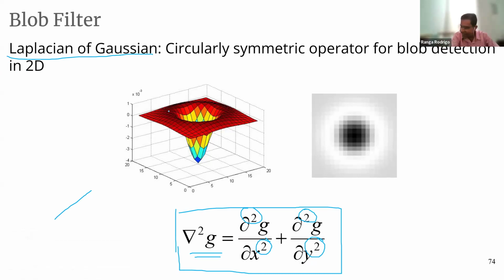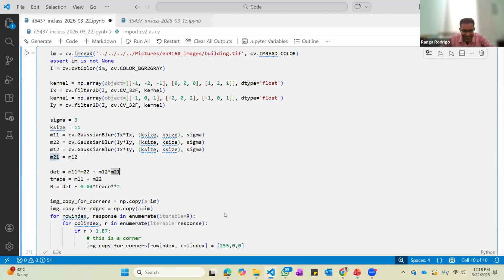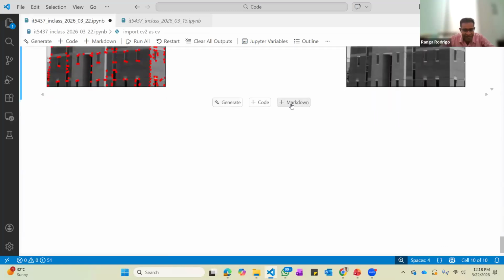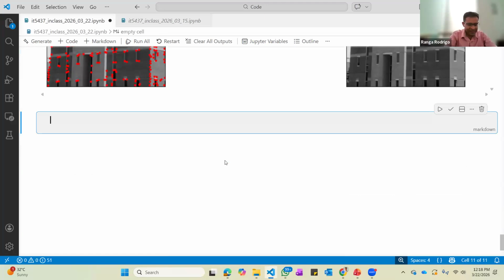I am tempted to do that. I have 10 minutes. Maybe let's do that. Let's do the Laplacian of Gaussian. What matters is, we'll just construct this and show. Laplacian of Gaussian in 3D. That's what I want to do.